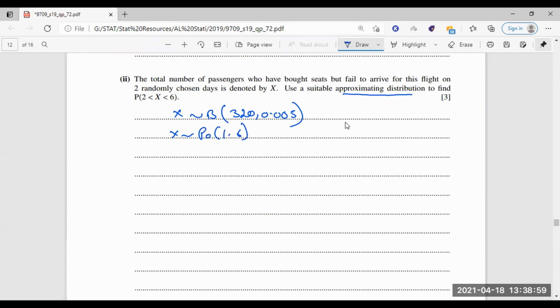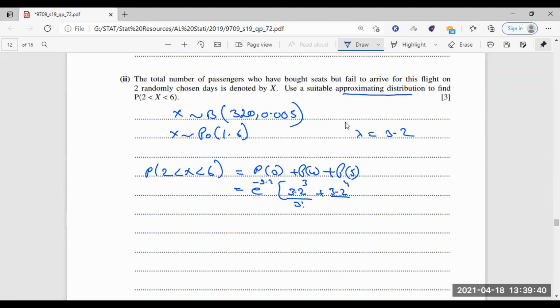Hence, this can be a Poisson distribution with 1.6. This is for one particular day, and we need it for 2 days, so our lambda is going to be 3.2. We need to find the probability of 2 less than x less than 6, which is 3, 4, and 5. So probability of 3 plus probability of 4 plus probability of 5, which is equal to e to the power of minus 3.2 times 3.2 to the power of 3 over 3 factorial plus 3.2 to the power of 4 over 4 factorial plus 3.2 to the power of 5 over 5 factorial. That will give you an answer of 0.514688, which is approximately 0.515 rounded to 3 SF.